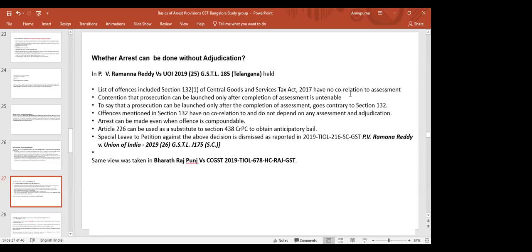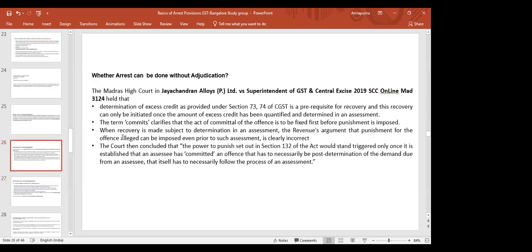Okay, sir. That's what this is, because in Ramana Reddy it very clearly says that it can be launched, it is going contrary to MMT, and it is saying that it can be launched even prior to the adjudication. Of course, it can be launched prior to it also. It is not necessarily subsequent only. But is it necessary to launch quickly? Not quickly, sir, but is there any limitation for prosecution? No limitation, sir. After 10 years also they can start 132?